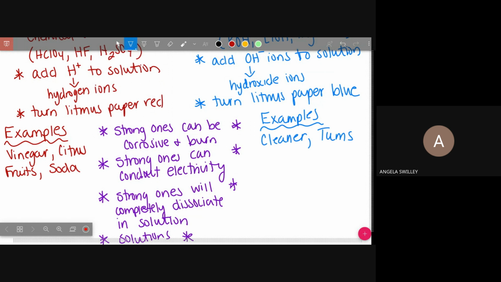And remember also, if you're given the chemical formula for bases, they have OH at the end. But any kind of cleaners, soaps, oils, those are bases. Okay.